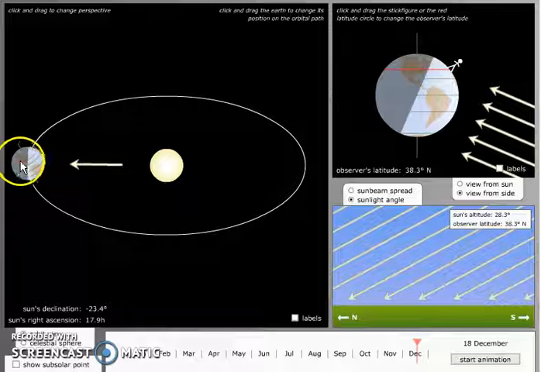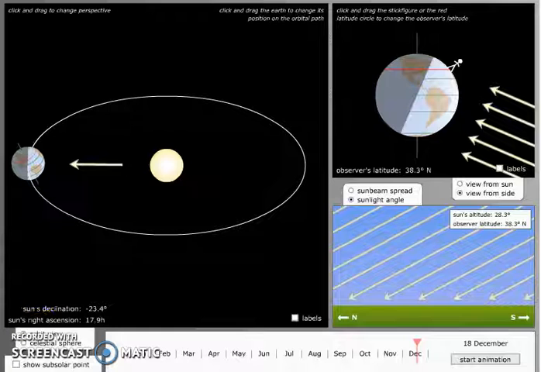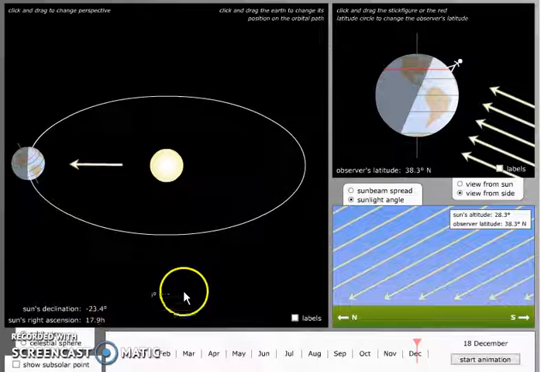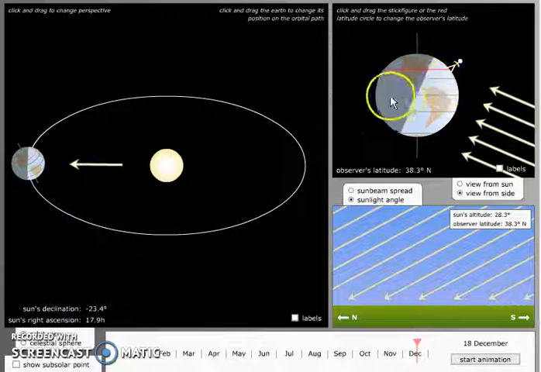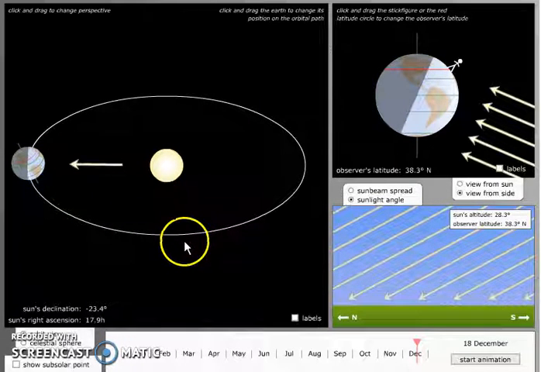So for an observer in the northern hemisphere, this would be the season of winter. We can see our observer here would have a very short amount of daylight hours as the Earth rotates, and longer nighttime hours. When I start the animation, you're going to see the Earth rotating, or spinning, as it orbits the Sun. Orbiting is also called revolution.